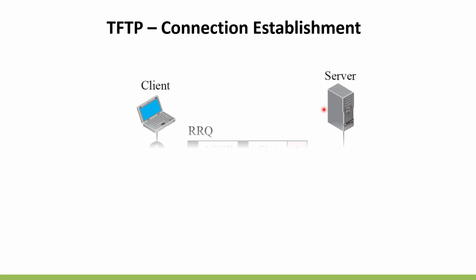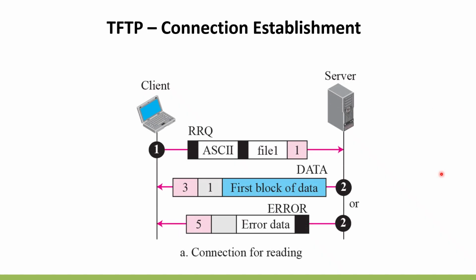TFTP is connectionless, but a logical connection is formed using the request and acknowledgement process. This diagram illustrates the connection establishment process of TFTP for reading a file. The client initiates the process by sending a read request to the server, specifying the file name and the transfer mode, typically ASCII.